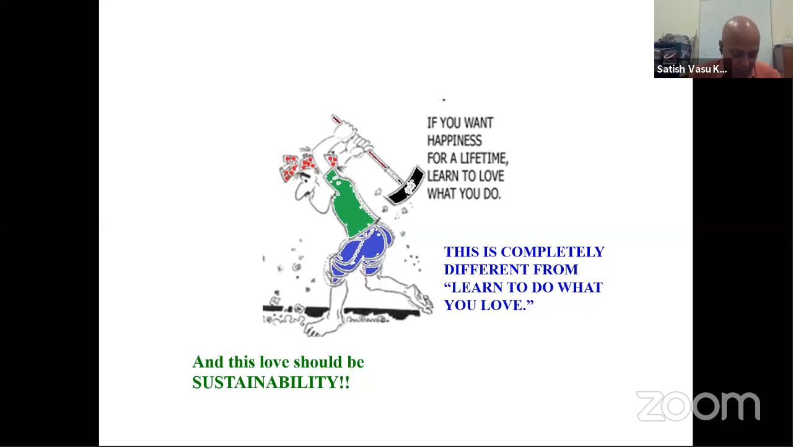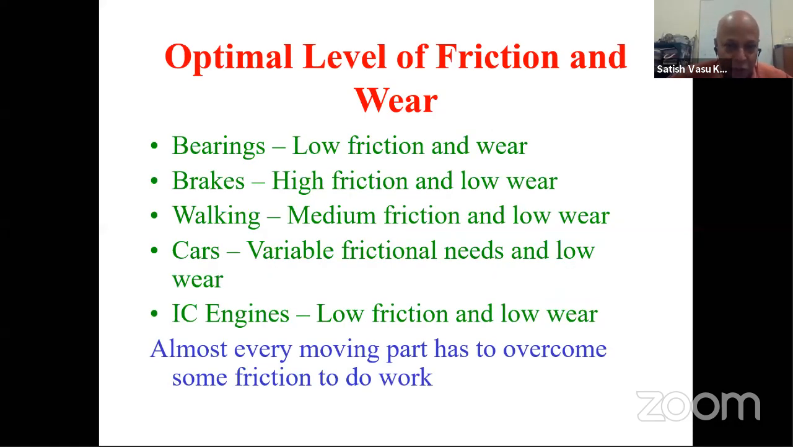So when you take any moving part in this world, you will definitely have some friction and wear. And each part has to overcome some friction to do the work or to transmit work. Without that, no mechanism in this world will work, including your knee joints, the heart valve, and various valves in the body that control the blood flow. You can imagine whatever it is.